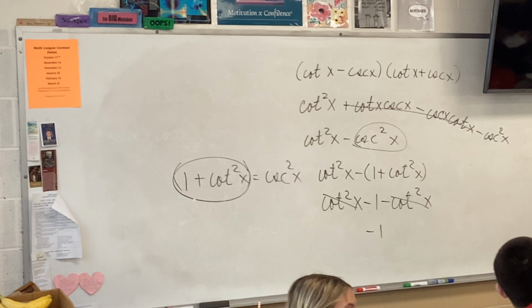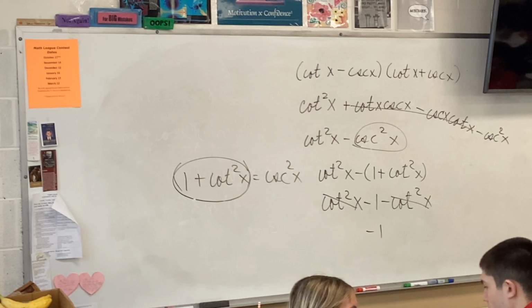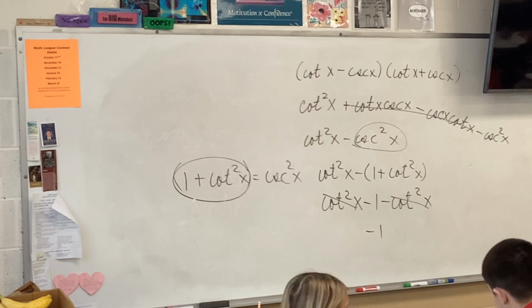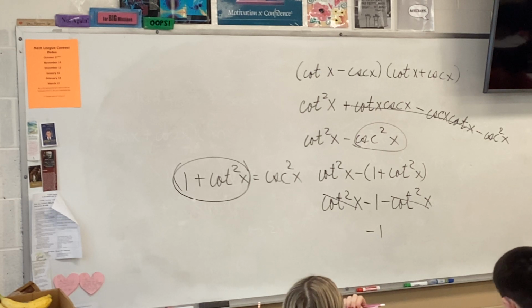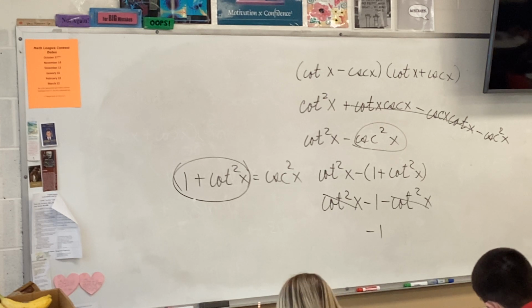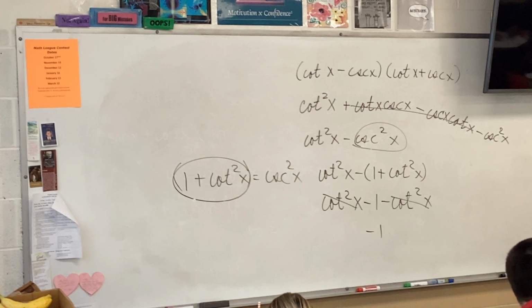All right, got another one down here at the bottom. 1 plus what is cosecant squared? 1 plus cotangent squared? Uh-oh, now we got cotangent. Lots of definitions of cotangent. So, what are some definitions of cotangent?